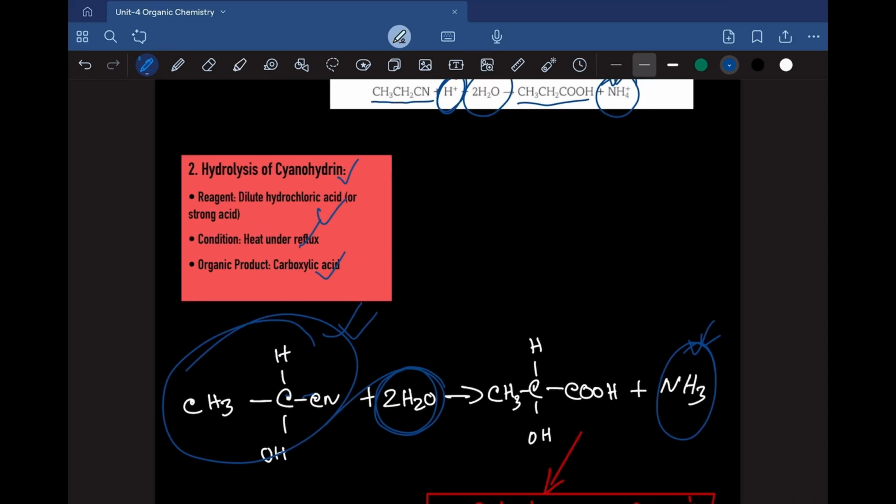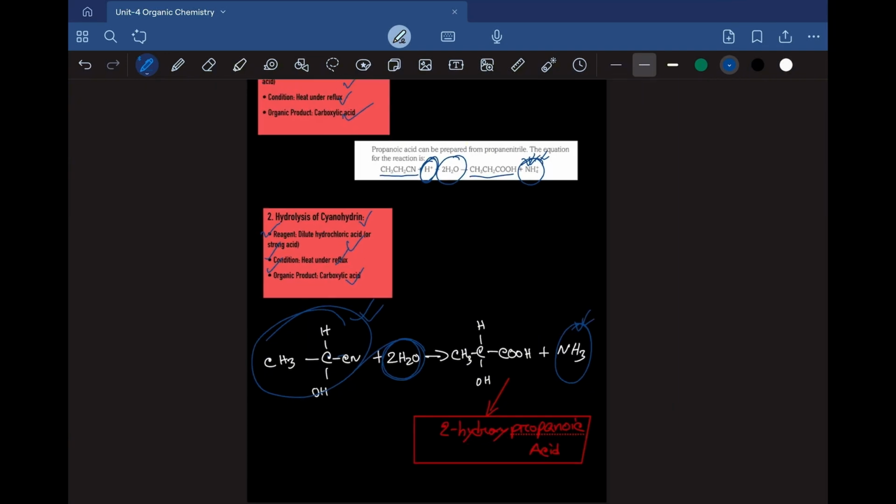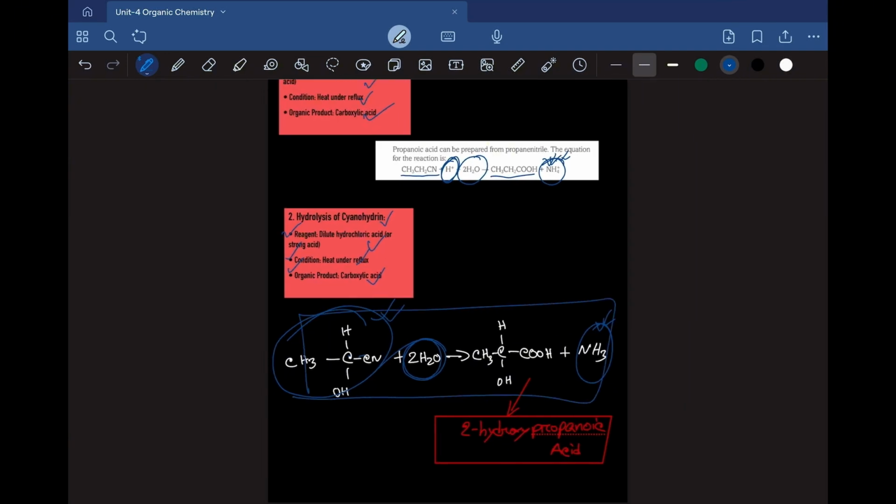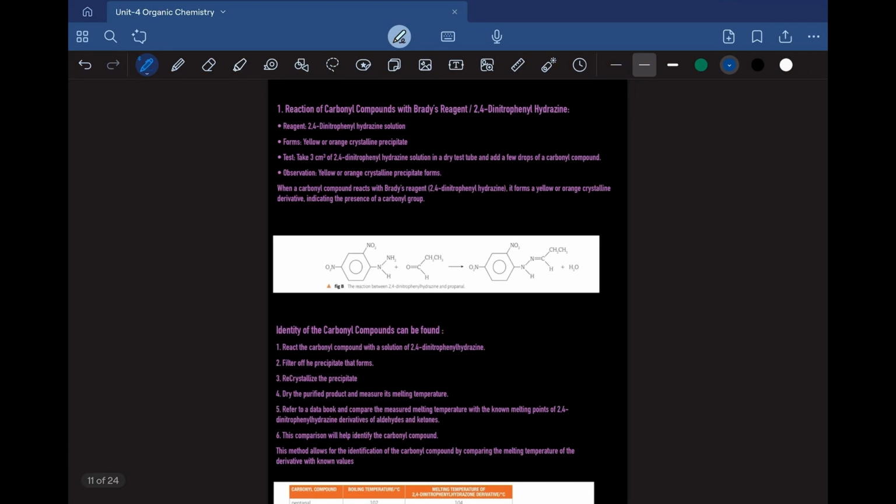You will have to memorize these 3 points and try to remember these equations as well, and how the things are carried out. Please try to remember them because this is very important. These equations are very important.